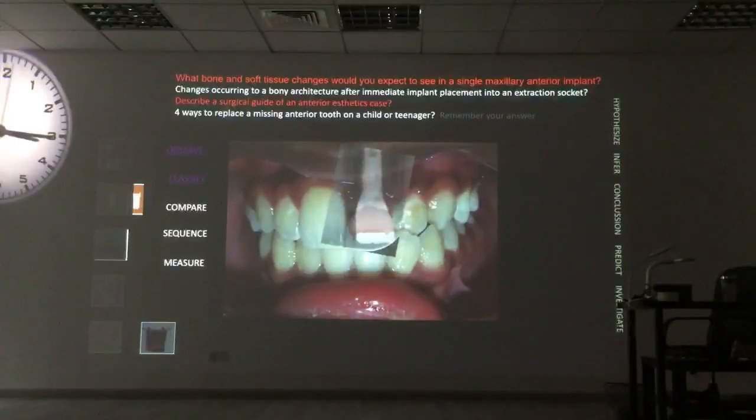Who's having the mic? Read the last question. Four ways to replace a missing completed tooth for a child or teenager. Yes, tell us four ways. Okay, removable partial denture. Actually, correct. What you said was better than RPD, because we are trying to stay away from short forms. Go ahead.